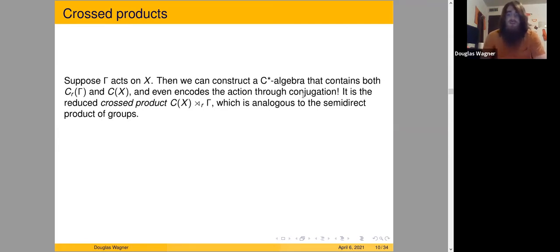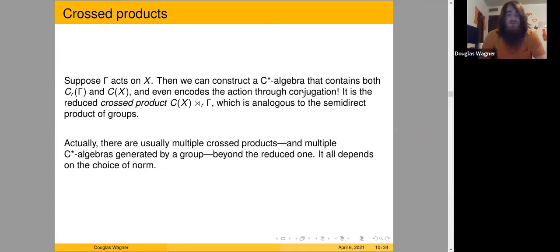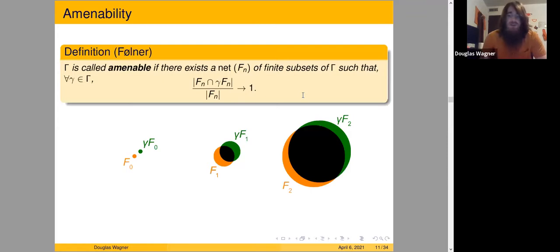So we got the reduced C-star algebra from the left regular representation, but we could use different representations, and that might give us different C-star algebras for the group, or even different cross products. But that's only true if the group is not amenable. In fact, the uniqueness of the C-star algebra could be taken as the definition of amenable. Another definition is that you can find finite subsets within the group whose insides grow faster than their border.